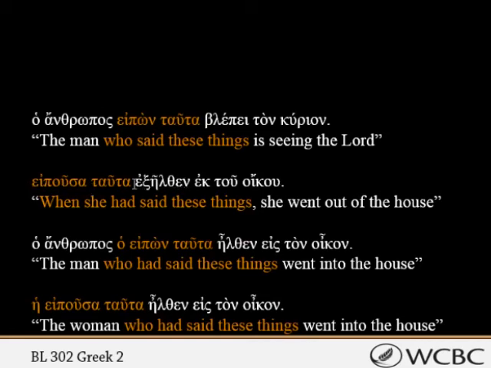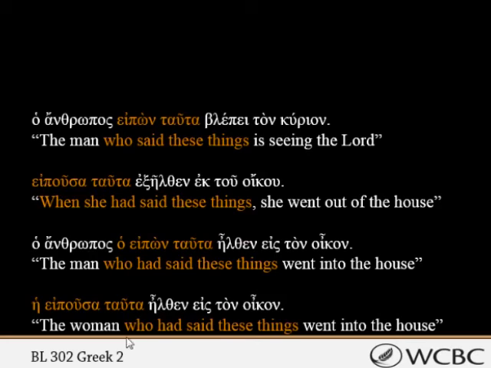And so the time of the main verb is past time, so she went out of the house. So the participle is going to be prior to that time. So when she had said these things, she went out of the house. So in order, the first thing that happens is that this woman said these things, and then she went out of the house. So you can see that the participle takes place prior to the time of the main verb. Let's look at the third sentence.